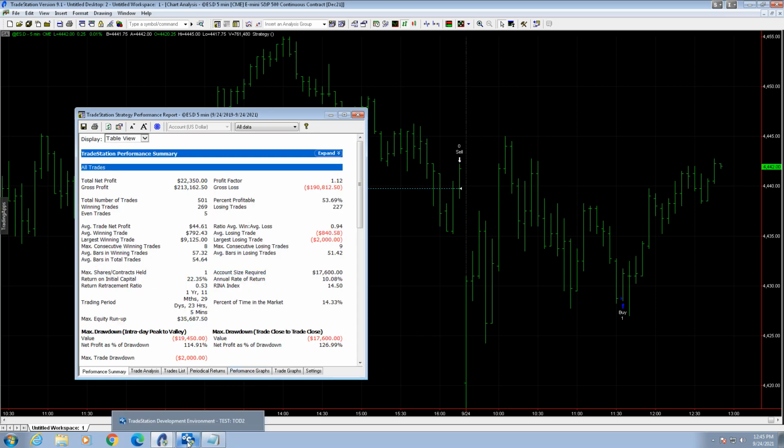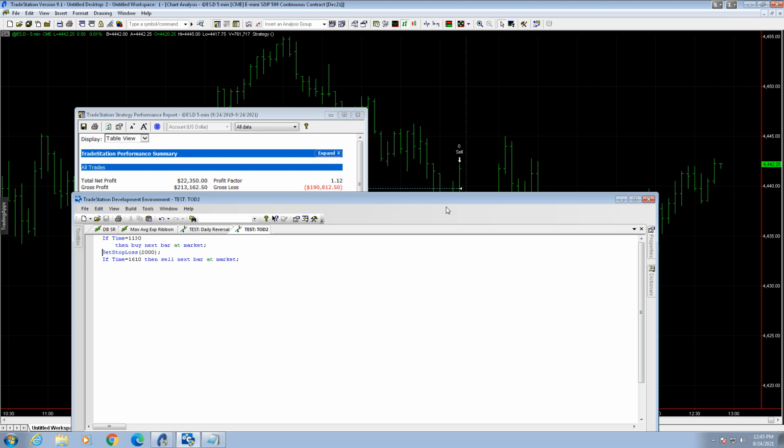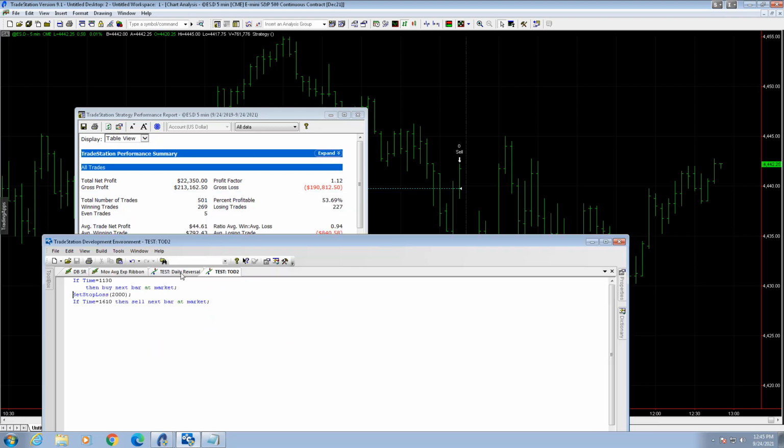This isn't really that good of a strategy. We noticed this, we tested this. We need something a little better than this to trade in real time with real money. Average trade profit is too low at 44.61.